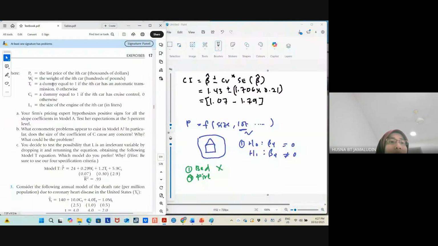W is the weight of the car. T is a dummy if the car has an automatic transmission. C if the car has cruise control. L, the size of the engine. Okay, look at the variables. Do you think that when the car weighs more, it will have a higher price? Weight normally shows how durable the car is, how strong the body is. When it weighs less, like Myvi, Kancil, they weigh less. So do you think that the weight will have an impact on the price?